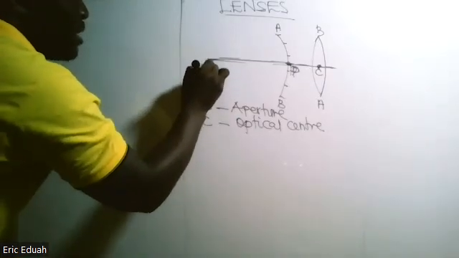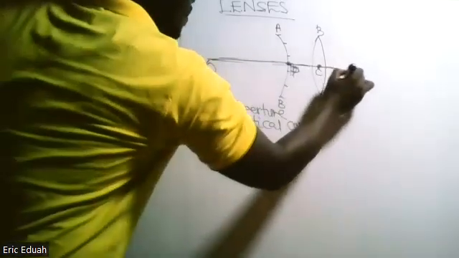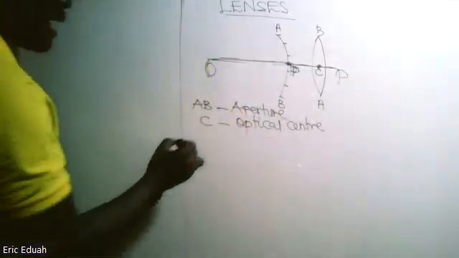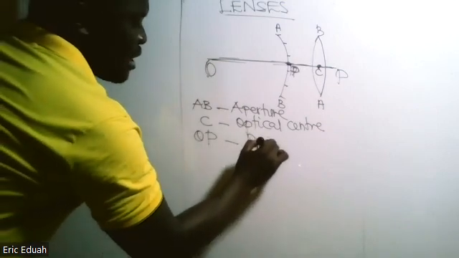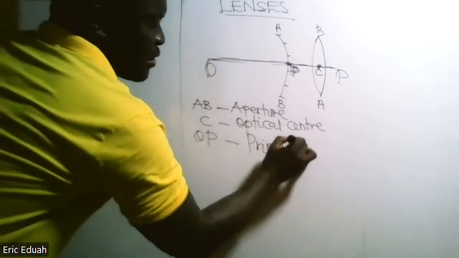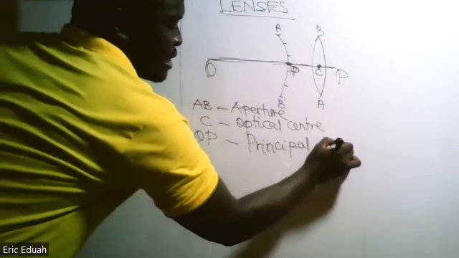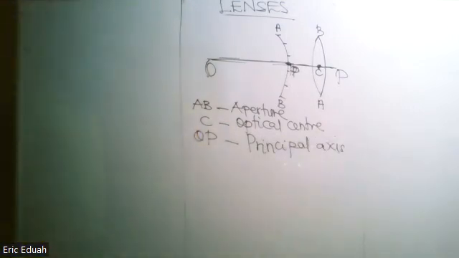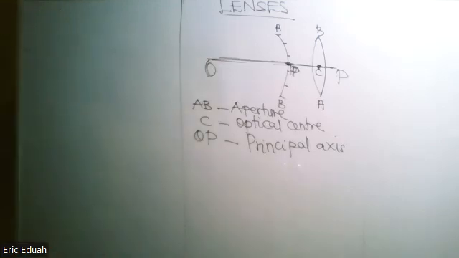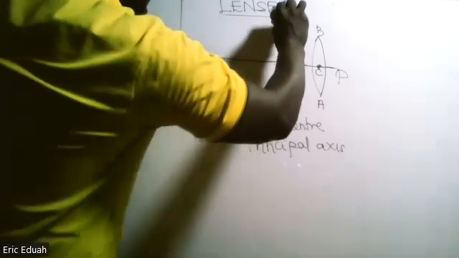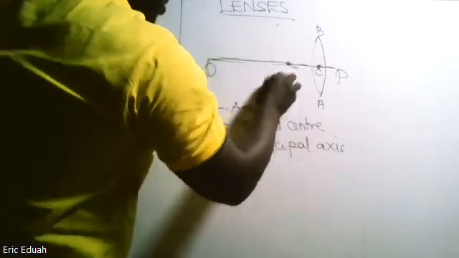So the line OP is the principal axis. Okay, so similar to mirrors. Let me clear the mirror and only talk about the lens.